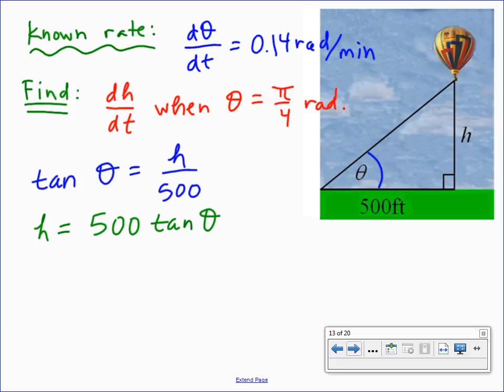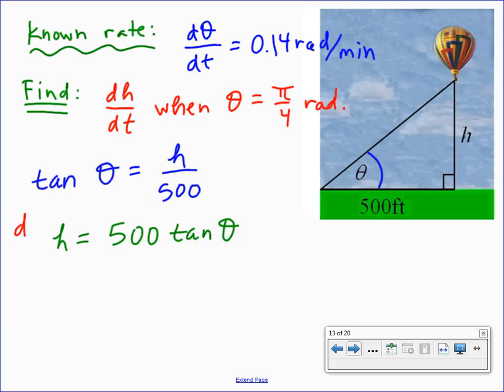What do I need now? I need to differentiate both sides with respect to time. So we'll differentiate both sides with respect to time, and that'll generate our rates. So the derivative of h with respect to time is dh/dt.